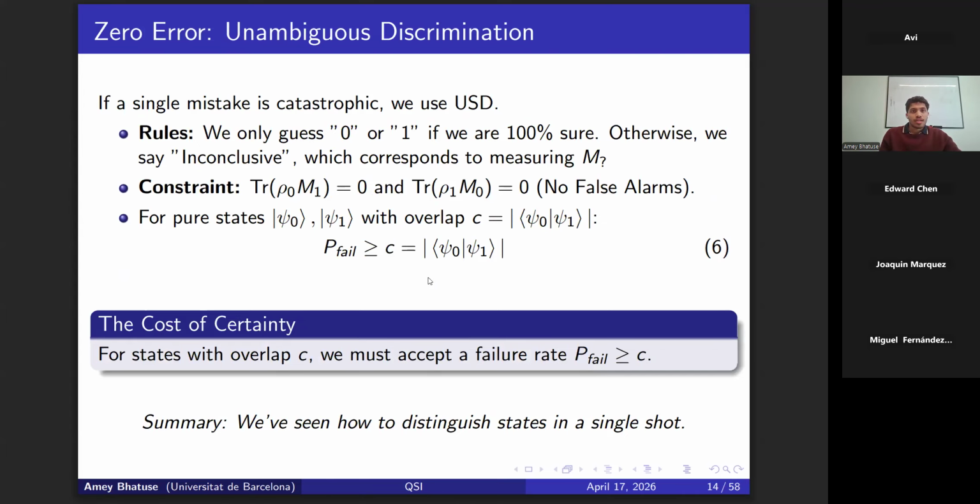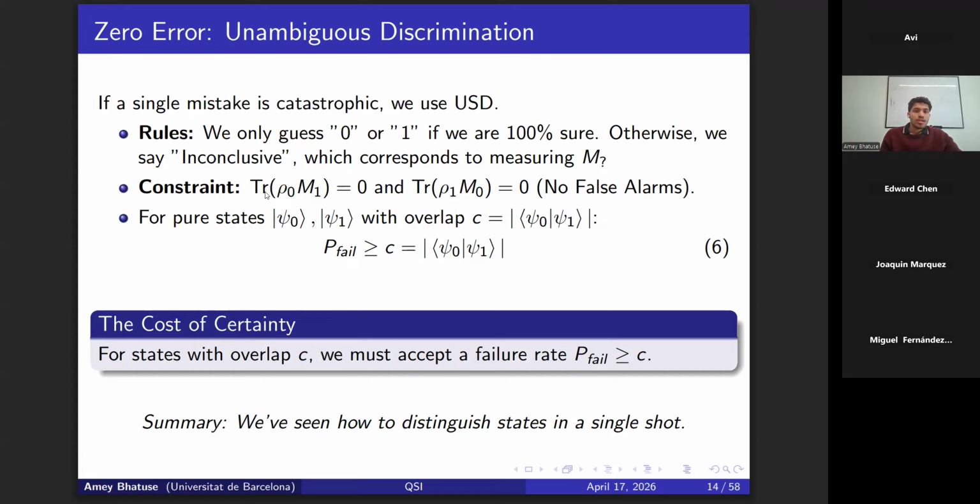So this is another technique that we have, which is called unambiguous state discrimination. This is used in specific experimental cases where you can't afford to make any mistakes. The rules are very basic: we only get 0 or 1 if we are 100% sure. And if we are not sure, then we have another operator in the measurement set, which gives us evidence that the outcome is inconclusive to decide which state it was.